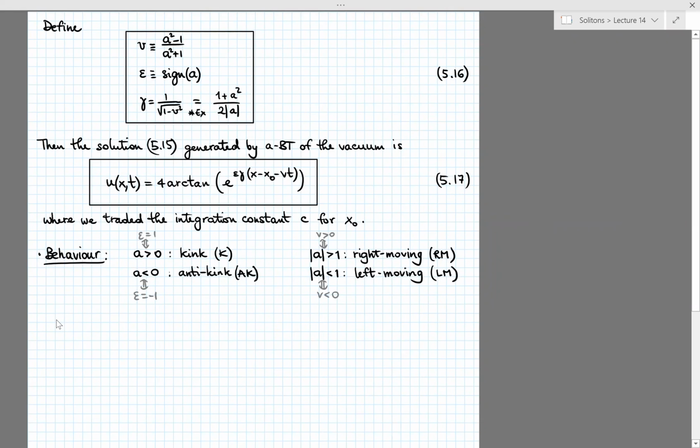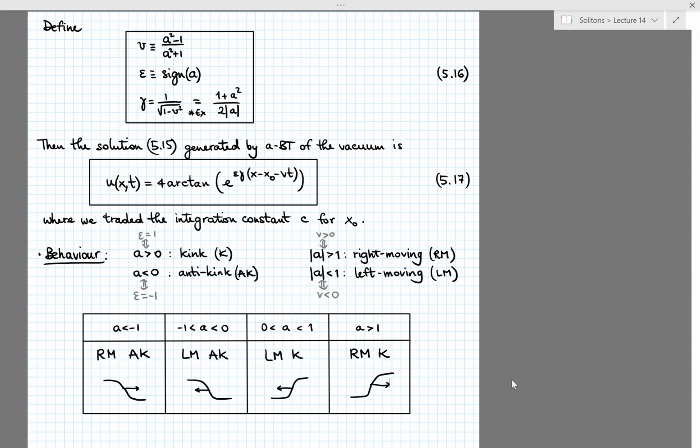We can summarize this with the following table. So there are 4 cases depending on the range of A. If A is less than -1, then we get a right-moving anti-kink. If A is between -1 and 0, we get a left-moving anti-kink. So notice in particular when A crosses -1, the direction of motion of the soliton changes.